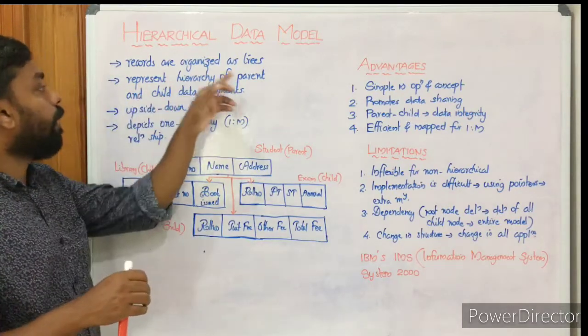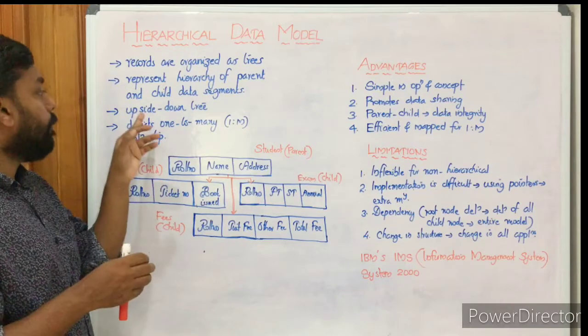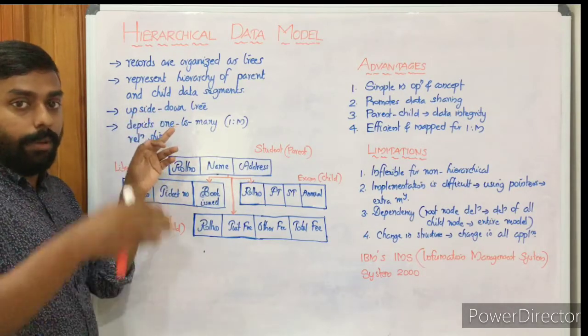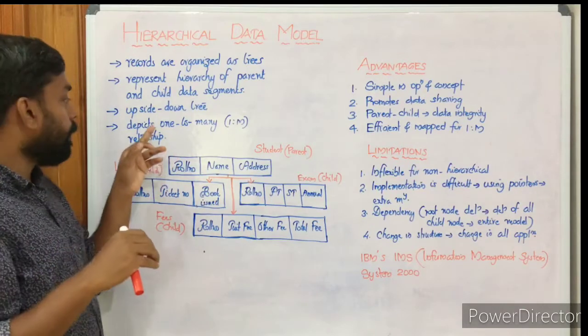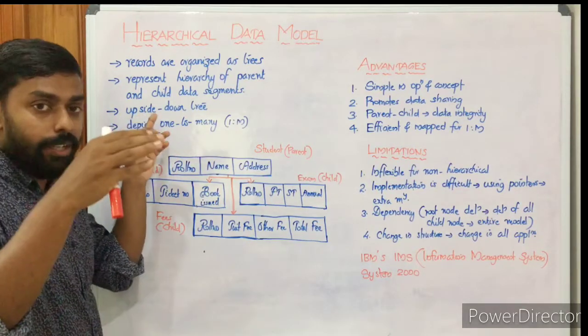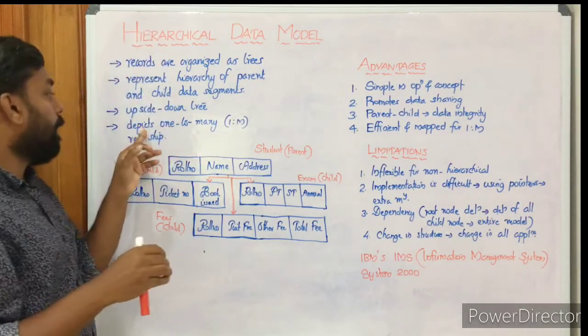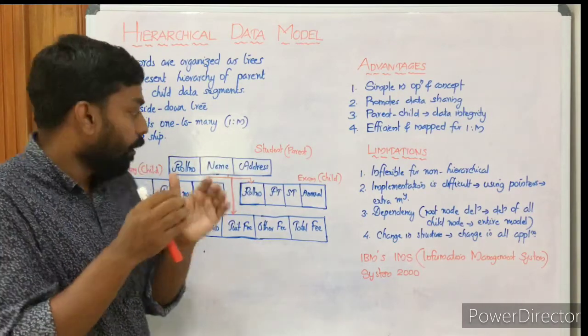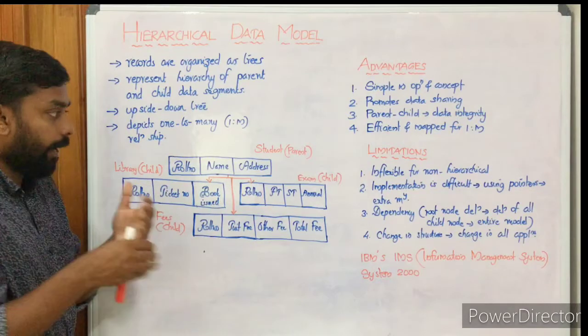So it represents hierarchy of parent and child data segments. Then it looks like an upside down tree, meaning root on the top. Yes, upside down tree means root on the top. Then it depicts one-to-many relationship. You know what one-to-many relationship is? With this diagram we can explain this.